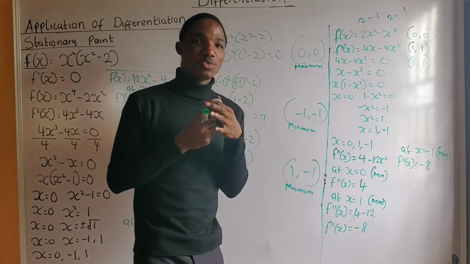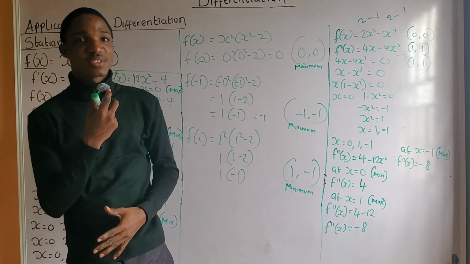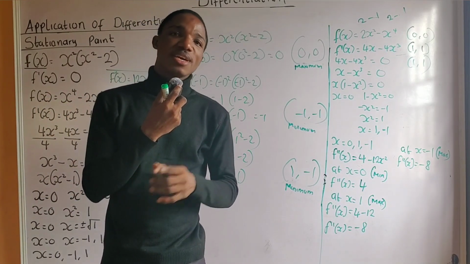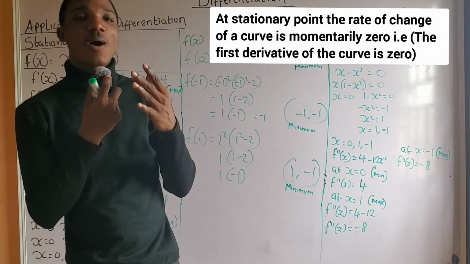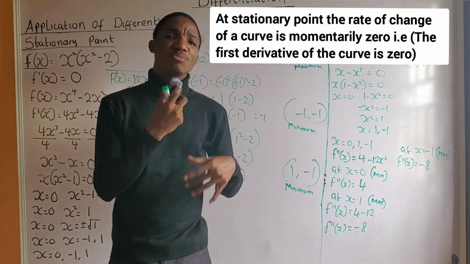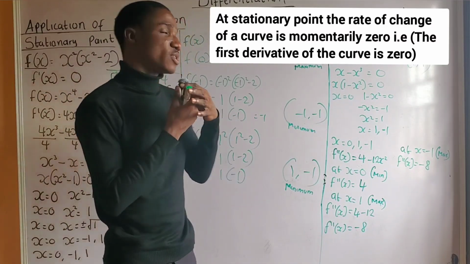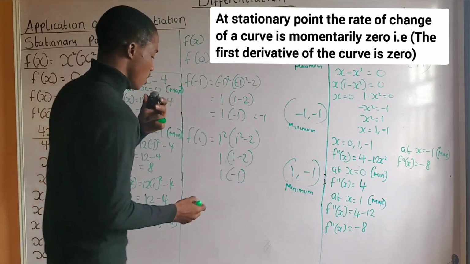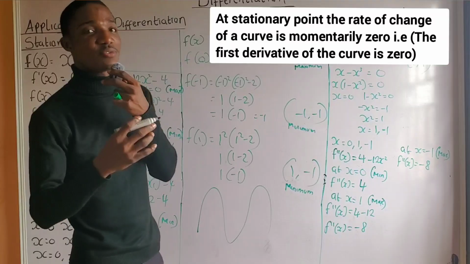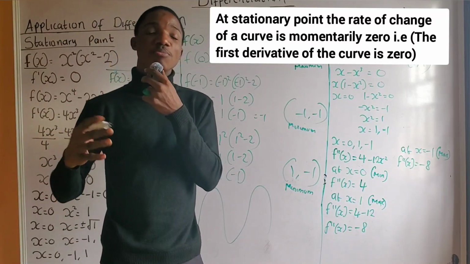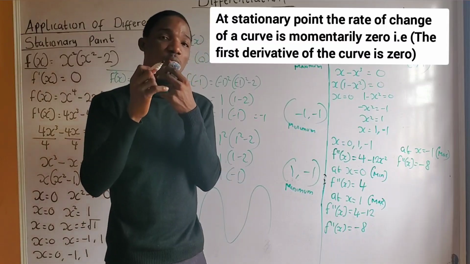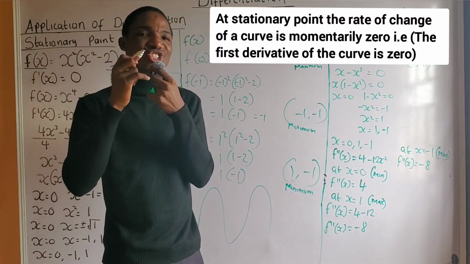So let me do a recap on what we've learned in this class. I started by explaining what is meant by stationary point. At a stationary point, the rate of change of a curve or a function is momentarily 0. You understand? If you have a curve, listen to me. When the curve is changing from a positive value to a negative value, before that happens, it's going to get to a point where it's 0. That point is what we call a stationary point.